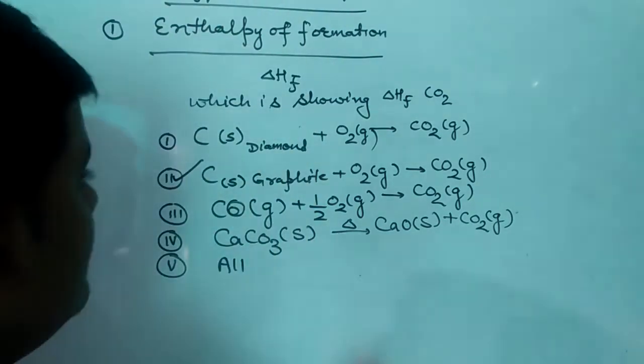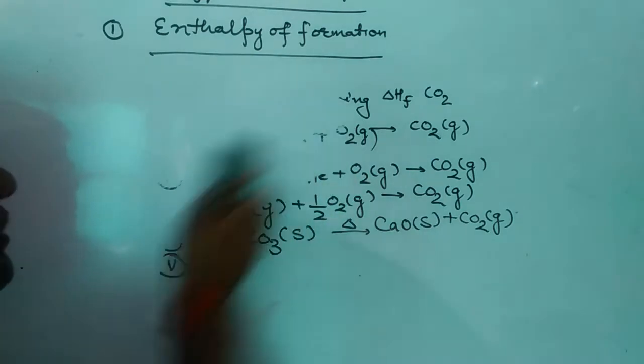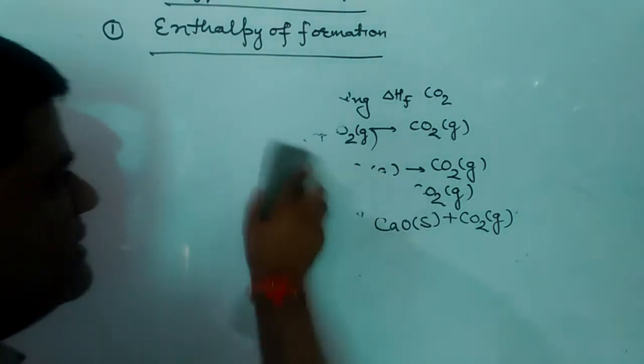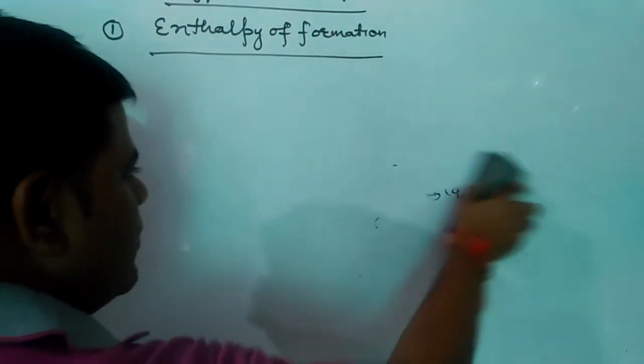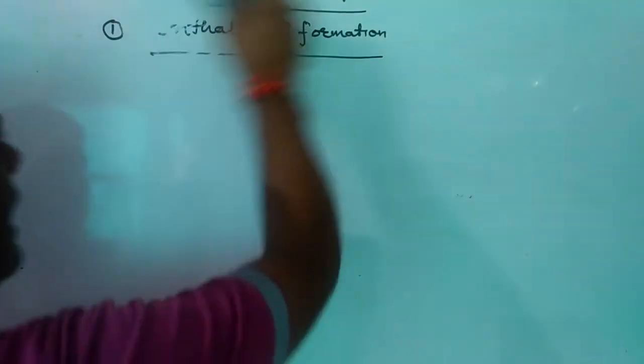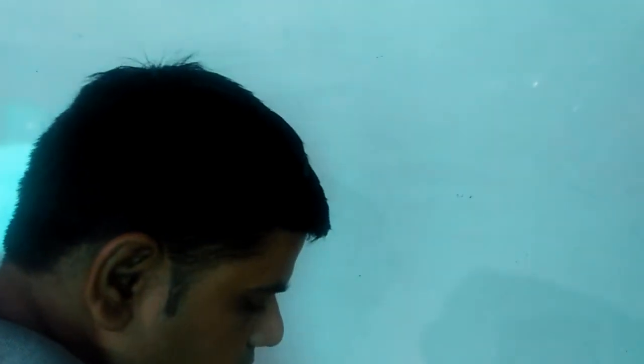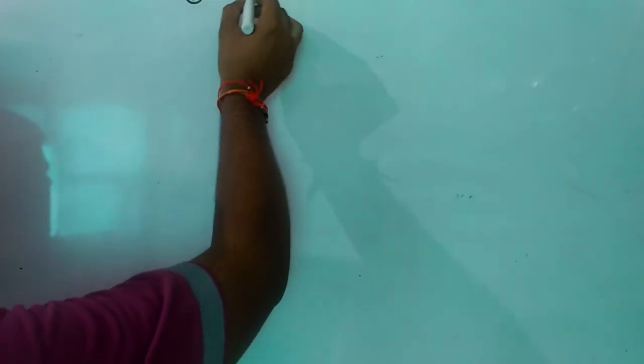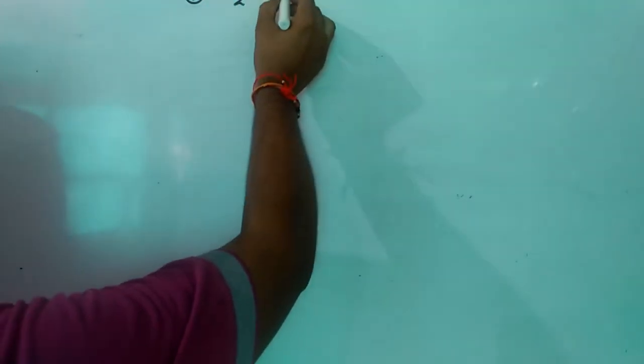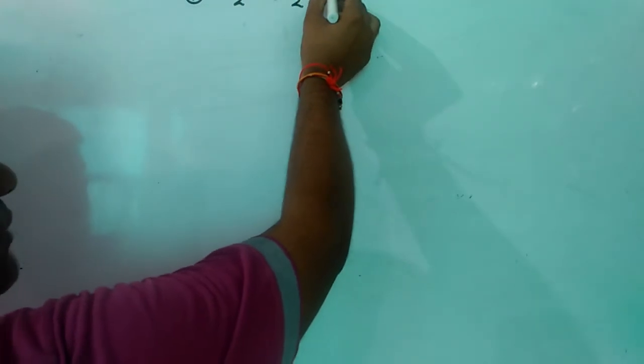Next question might be there, which is showing the enthalpy of formation. Which of the following reactions will show enthalpy of formation? First option is N2 plus 3 H2 gives 2 NH3.